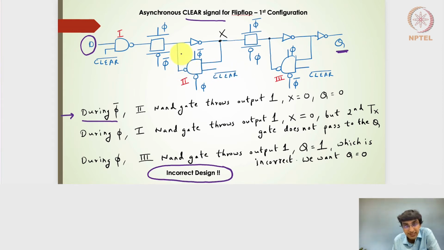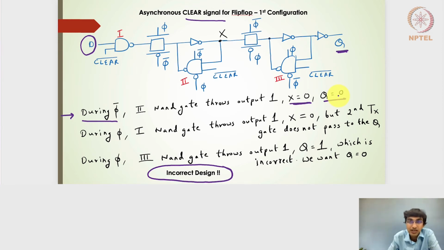This output of the tri-state or the clocked 2-input NAND gate will be 1. So this X will be 0. So that's what it is mentioning here. And this X will be 0 because the clock level is low here. This is going to pass the 0 here, and then the output will be 0. Right? So this seems to work well.